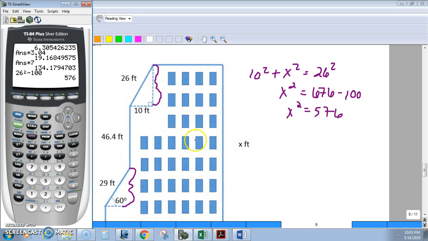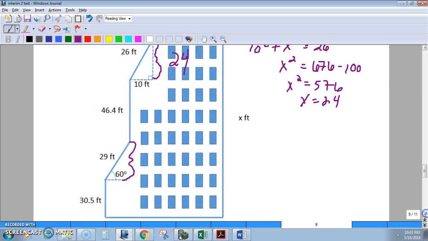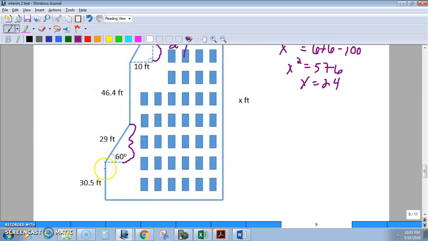And then the square root of 576 is 24. So x right here is 24, okay? And then here we have a 30, 60, 90, so we need the middle side, the Goldilocks side. This is what we're looking for, right? So our notes say that our hypotenuse is twice as big as the smallest side, so that must mean this side is half of 29, which is 14.5.